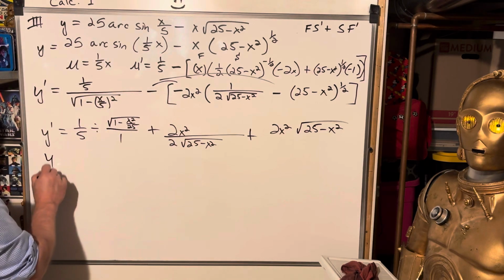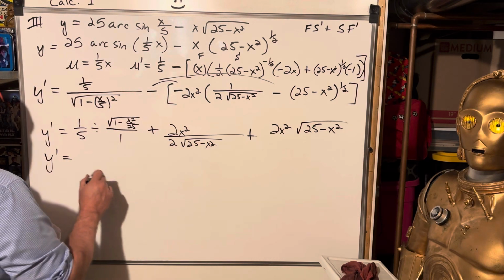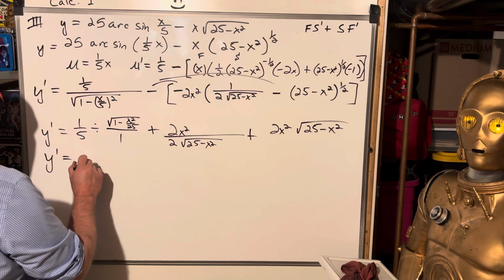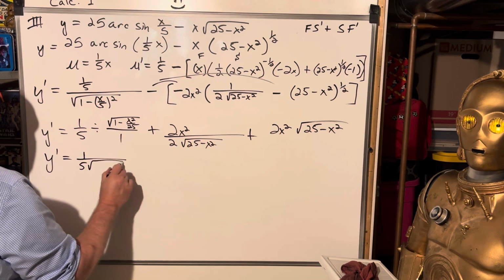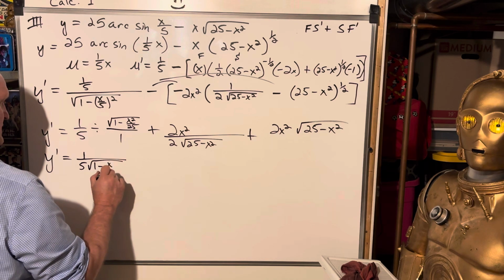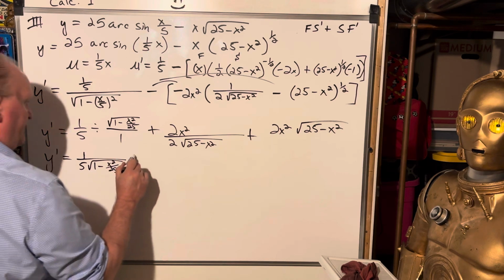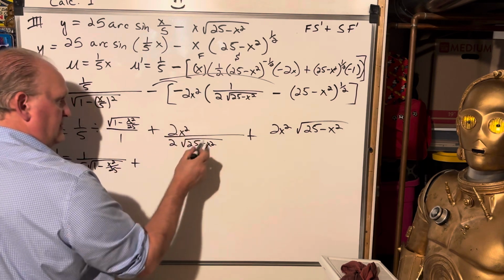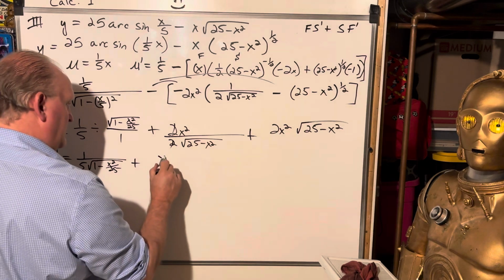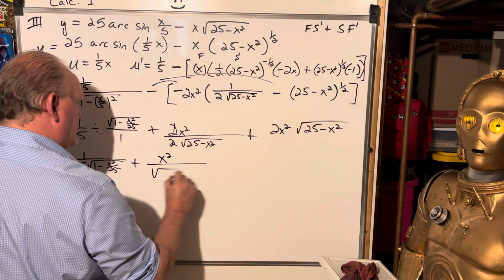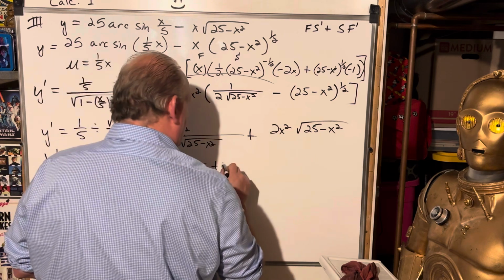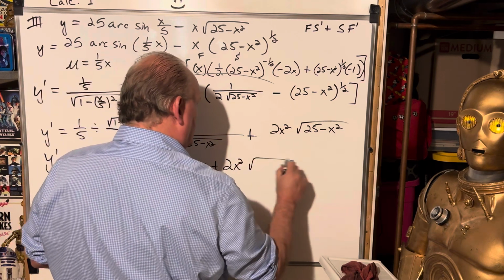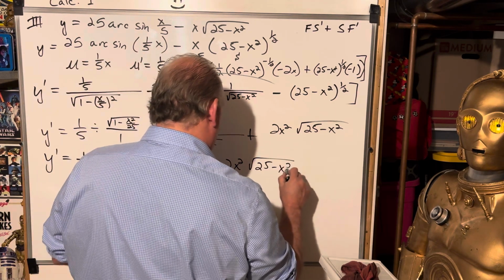And so then the last thing here, we multiply by the reciprocal, so 1/5 square roots of 1 minus x squared over 25 plus those 2's will cancel, x squared over the square root of 25 minus x squared plus 2x squared square roots of 25 minus x squared.